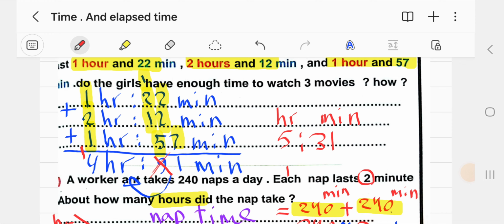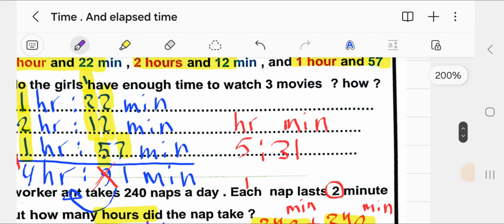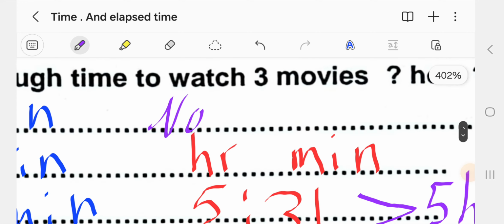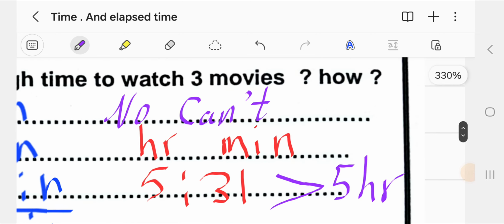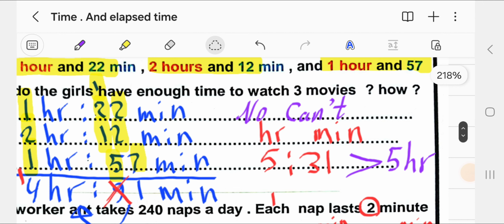بس هم مش معاهم وقت غير ايه؟ مش معاهم وقت غير 5 hour. فأقول الوقت ده more than 5 hour. أنا مش معايا وقت غير 5 hour. يبقى أنا هقدر أتفرج على الفيلم ده. الأفلام هتاخد وقت أزيد من الوقت المسموح لي. يبقى no, can't. ما يقدروش. ليه ما يقدروش؟ ممكن أقولها 3 movies need.